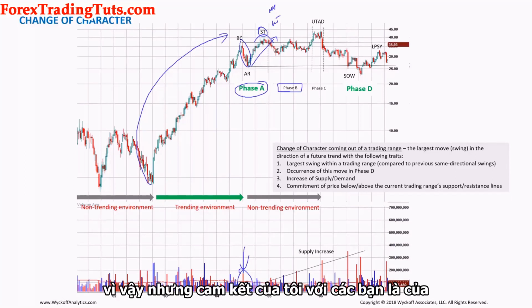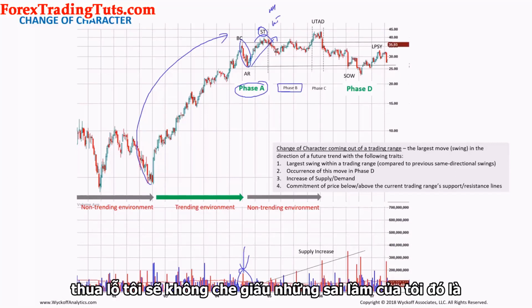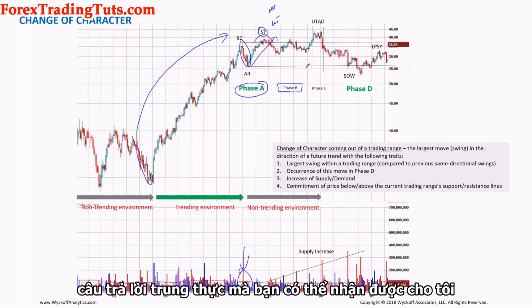But my commitment to you guys is of the highest honesty. I'm going to tell you exactly how I'm conducting my trades. I will not hide my losses. I will not hide my mistakes. It is not my intent to do so. So when I say something, usually take it for what it is. Usually this is how I think, and this is the most honest answer that you could get from me.